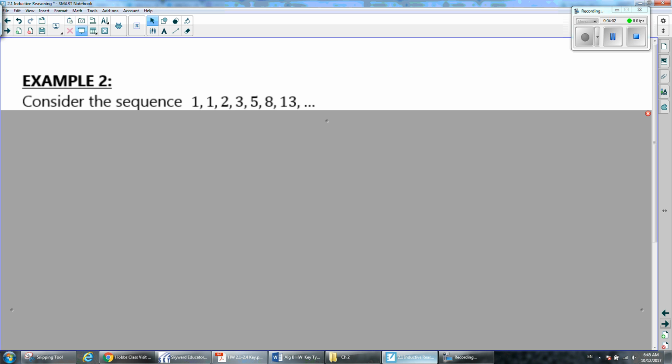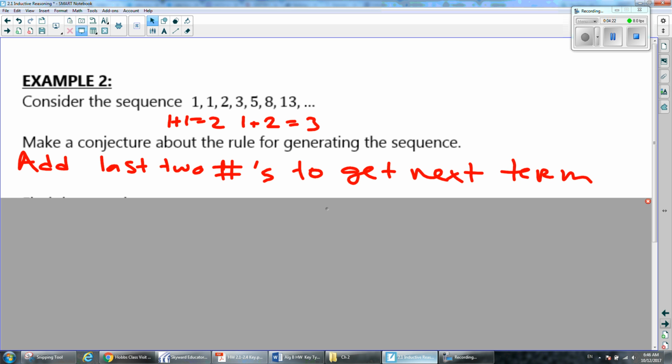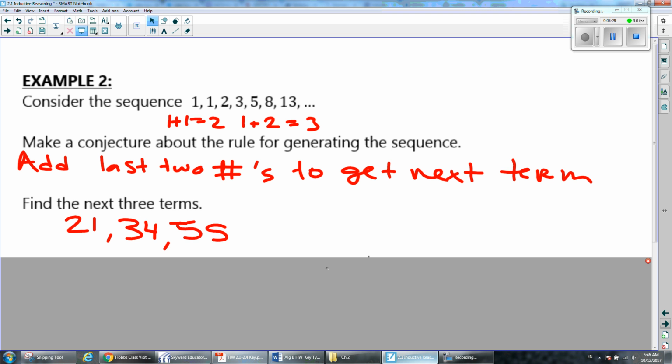Here's our next sequence. This is a very famous sequence called the Fibonacci sequence. So if you look to start, 1 plus 1 equals 2, 1 plus 2 equals 3. We just keep adding these consecutive terms to get the next one. So we add the last 2 numbers to get the next term. So if we took 8 and 13, we get 21. 21 and 13 is 34. 21 and 34 is 55.